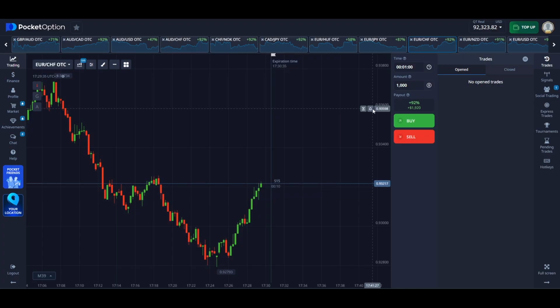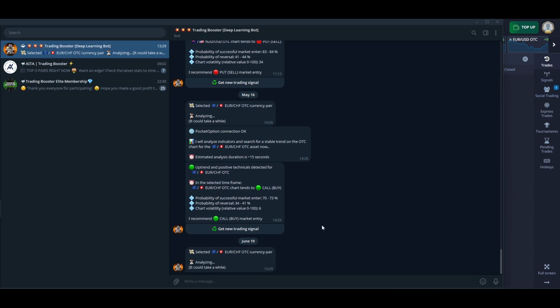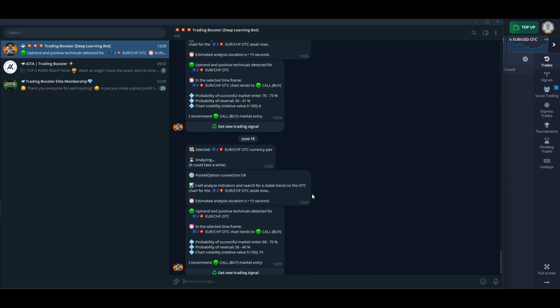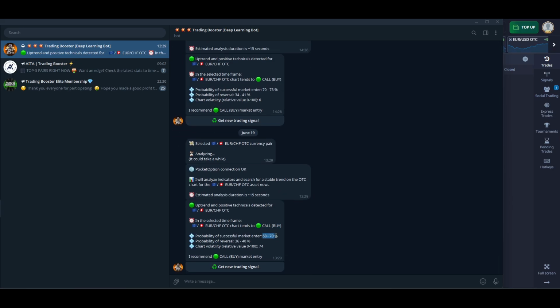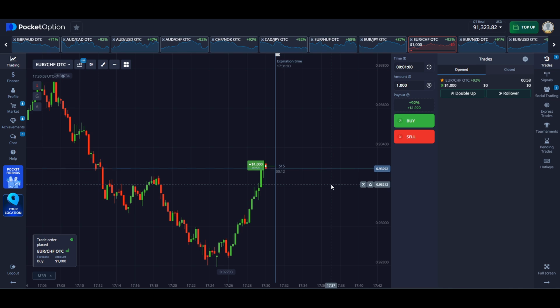First currency pair, Euro/Swiss franc gold. Grow balance to $100,000 OTC. I select the first currency pair, go to the booster bot, and choose the same currency pair there. Now we wait for a signal from the bot, and we get a buy signal with a probability between 60 and 70%. And right from here, we open a buy trade.